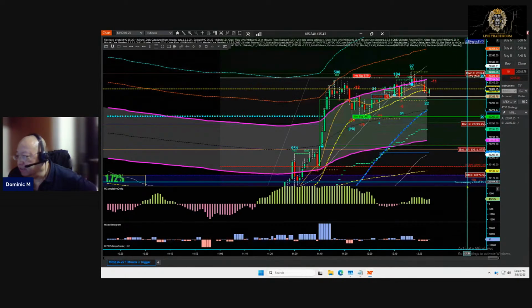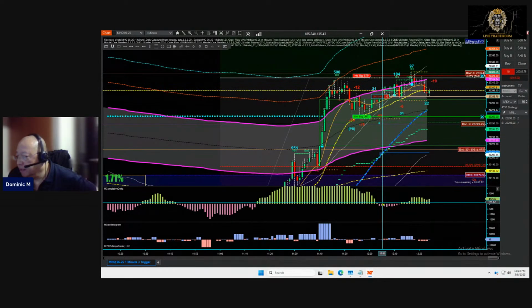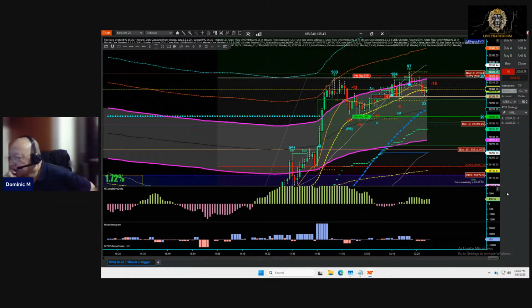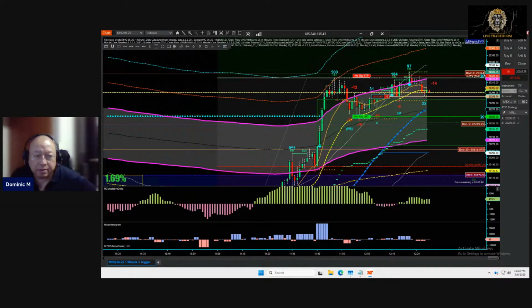17, 16, 12, 10, 9, 8, 5, 4, 3. I'm going to close above, but below the 10 EMA. Okay, guys, let you guys go. Well, this might just continue going down.